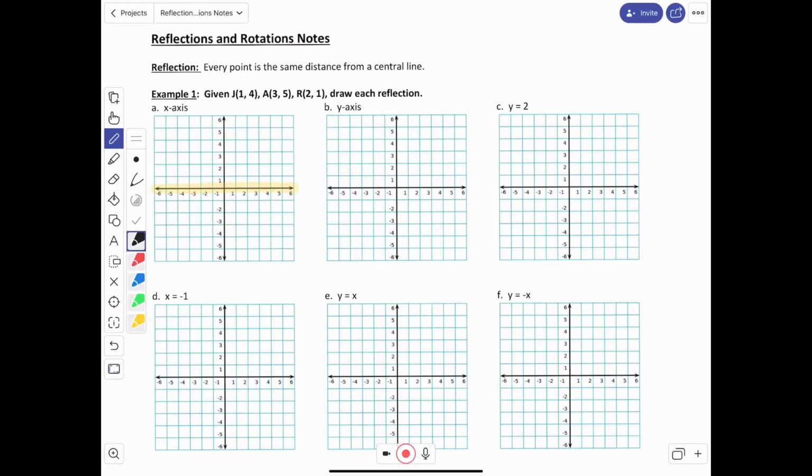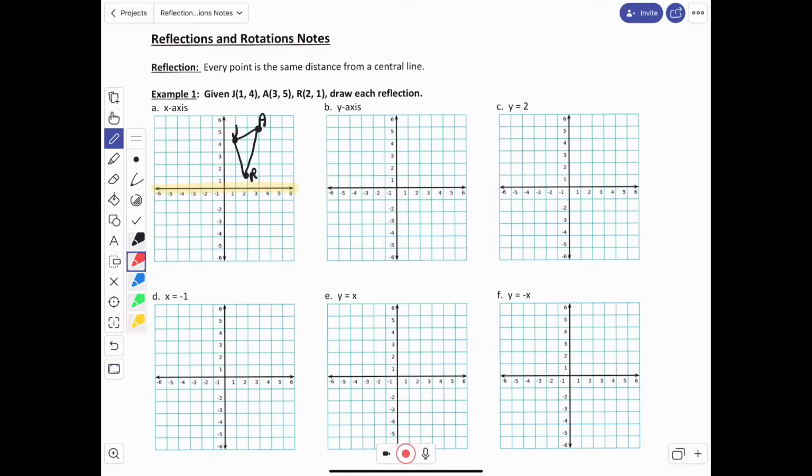So if we plot the points, J, we've got 1, 4. Here's J. A is 3, 5. Here's A, and R, 2, 1. So here's our triangle, and we are going to reflect it across the x-axis.